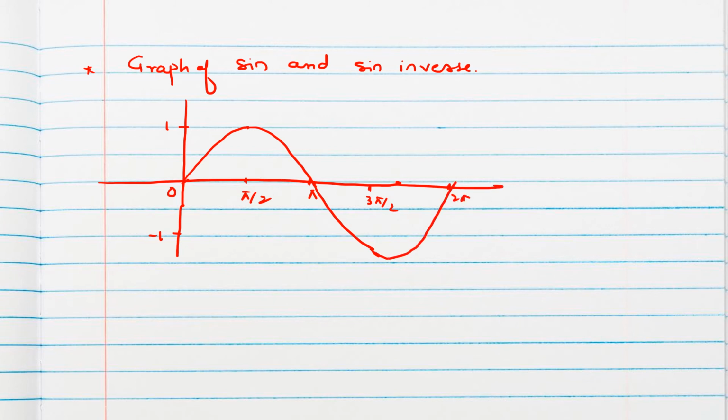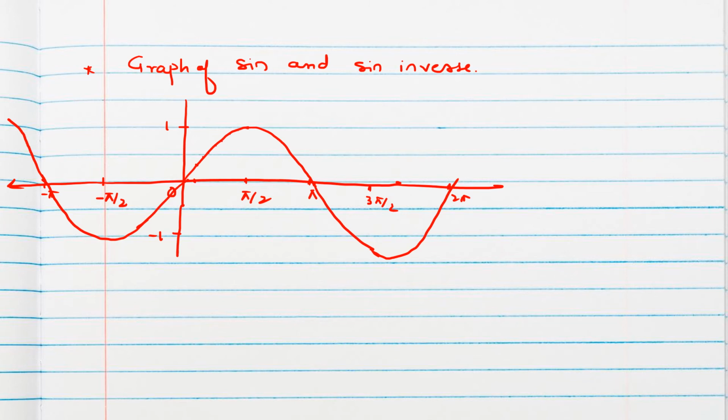Similarly here also, if we extend this to minus pi by 2, then minus pi, it will go like this. Okay, now sine is a function, because for each value here we will get one unique value in the codomain. Okay, we can see that.